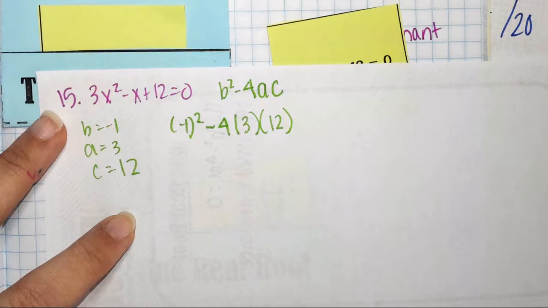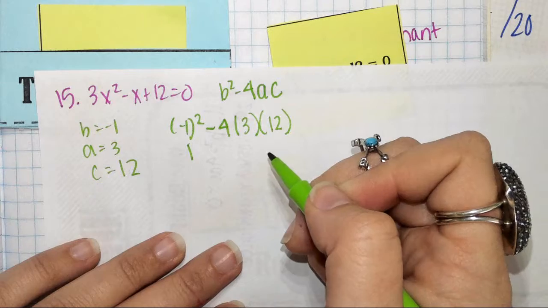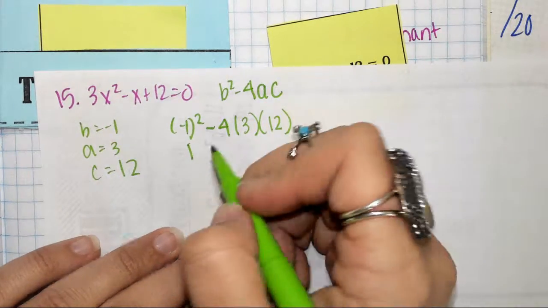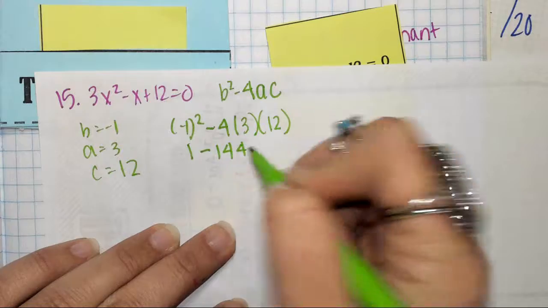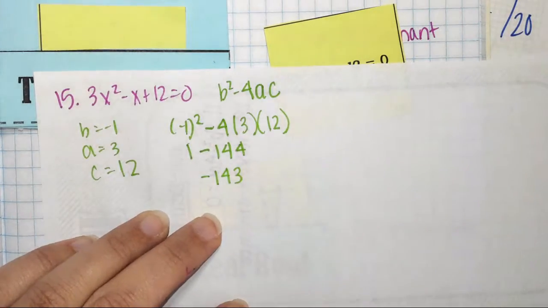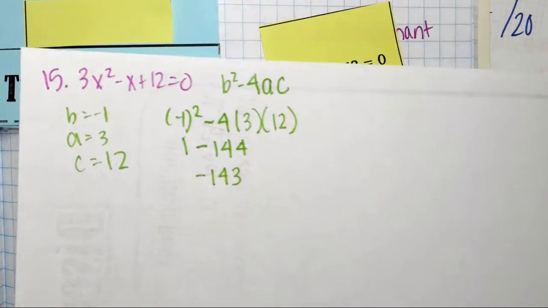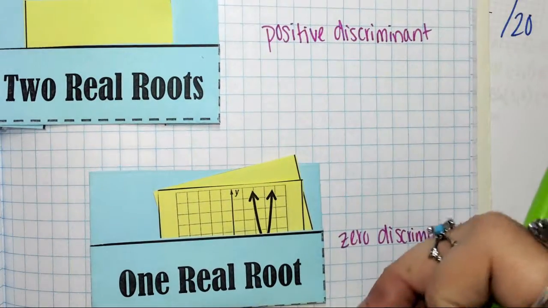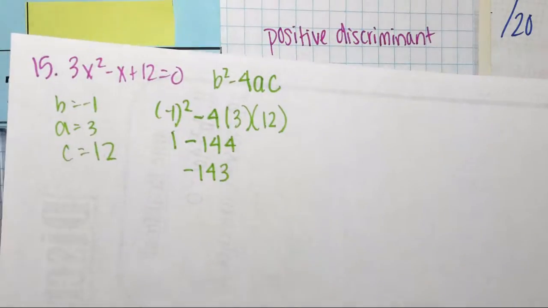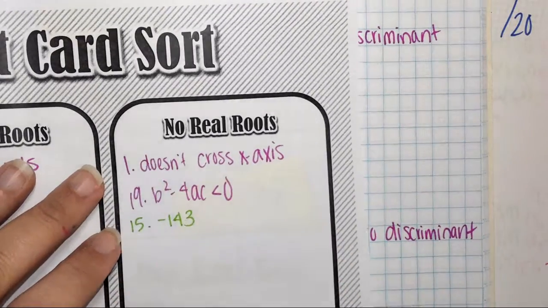Awesome. All right, what's -1 squared? 1. What's -4 times 3? -12. And what's -12 times 12? -144. All right, and if I subtract those, what do I get? Negative 143. Awesome. Now, is that a positive, negative, or zero discriminant? Negative. So how many roots does this one have? No real roots. So then on the front, I'm going to go to no real roots. I'm going to write 15, and I'm going to write -143.